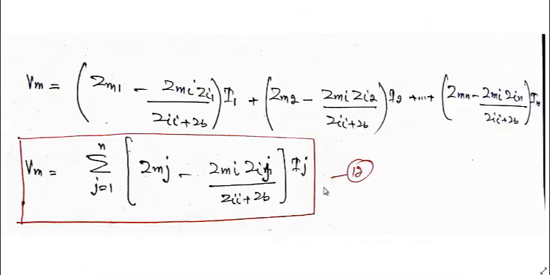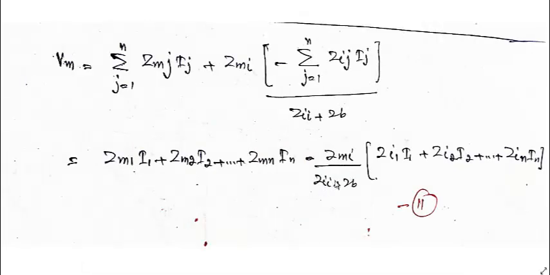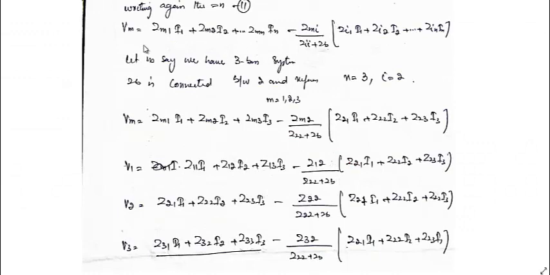So I write this equation again, that is equation 11. It will be equal to Zm1 I1 plus Zm2 I2 plus up to Zmn In, minus Zmi divided by Zii plus Zb, into Zi1 I1 plus Zi2 I2 plus up to Zin In. Let us say we have a 3-bus system. I just want to modify this to get the third bus, and by using the 3-bus system it will be very simple to calculate.